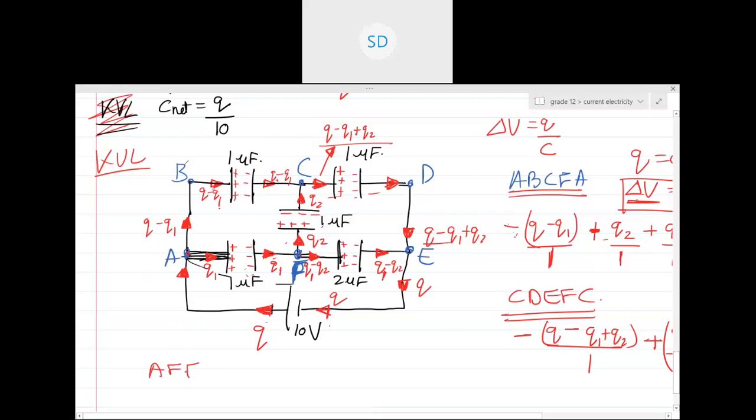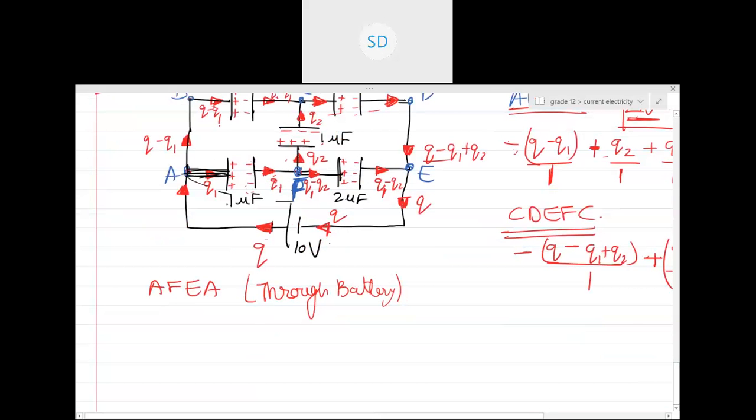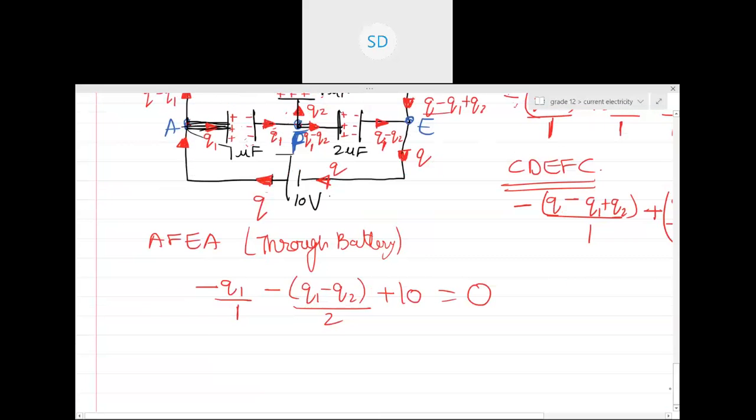A, F, E, to the battery. Okay, so basically this loop, A, F: positive terminal to minus Q1 by 1, then positive terminal to minus of Q1 minus Q2 by 2, then negative terminal to plus 10. Once you are done solving all these three equations, you will get the value of Q, Q1, and Q2.